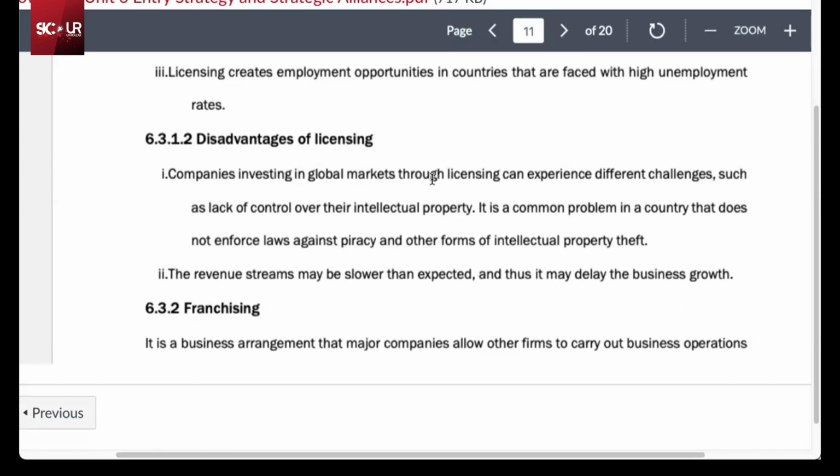The disadvantage is that there is a risk of providing valuable technological know-how to foreign companies. And then companies that are involved in licensing could be facing losing some degree of control. For example, in terms of monitoring the licensee and safeguarding the company's proprietary know-how, it can be quite difficult in some cases.